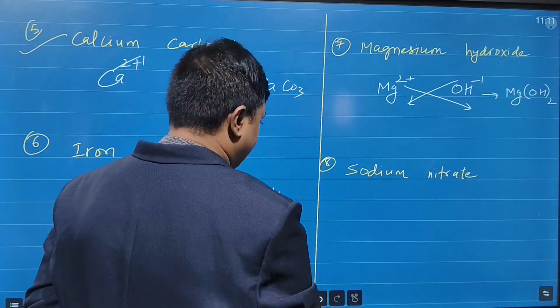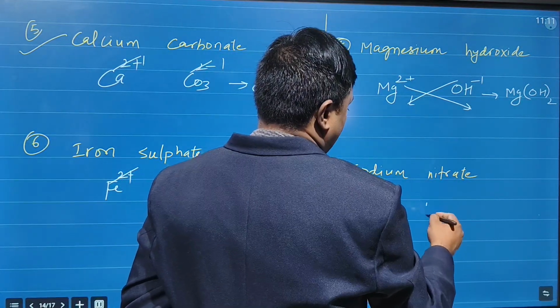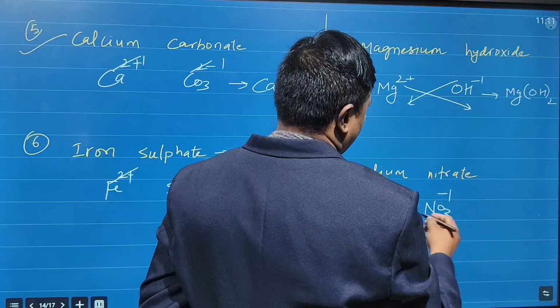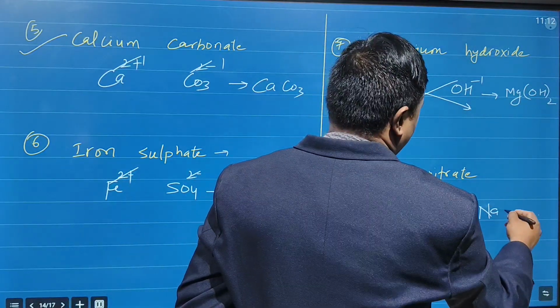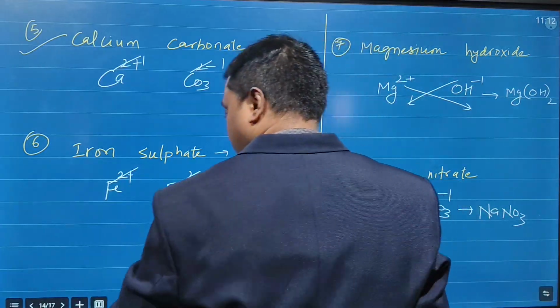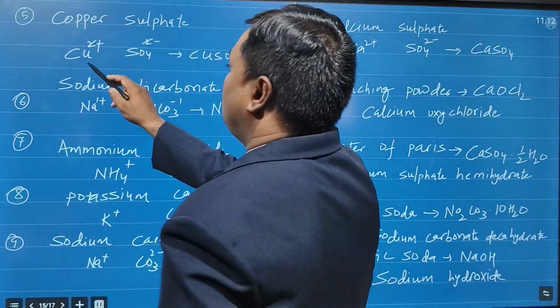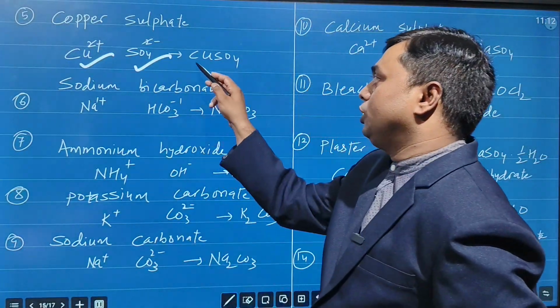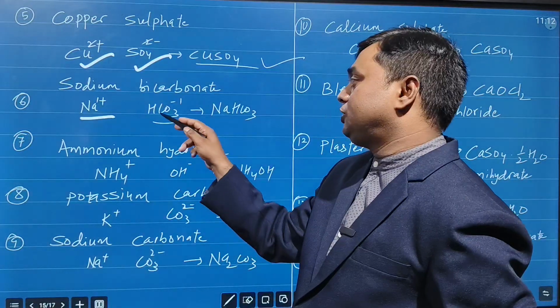Similarly, we can talk about sodium nitrate. Na+1 and NO3-1. So NaNO3 is the sodium nitrate. Yes or no? Similarly, copper sulfate: Cu2+, SO4 2-, so CuSO4. Sodium bicarbonate: Na+, bicarbonate HCO3-.